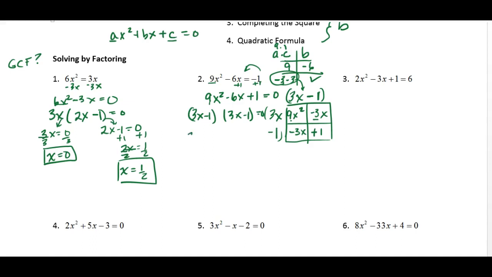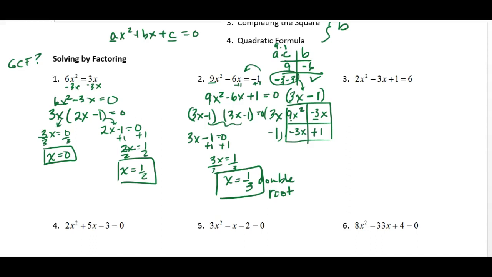Not finished, because I have to set them equal to 0. If they're both the same, you're going to come up with this same answer. But if I add 1, I have 3x equals 1, divided by 3. So x equals 1/3. And since both factors are 3x minus 1s, this would be a double root. Not a big deal if you know that, but that's why you have two answers, because you would have had that same answer twice.